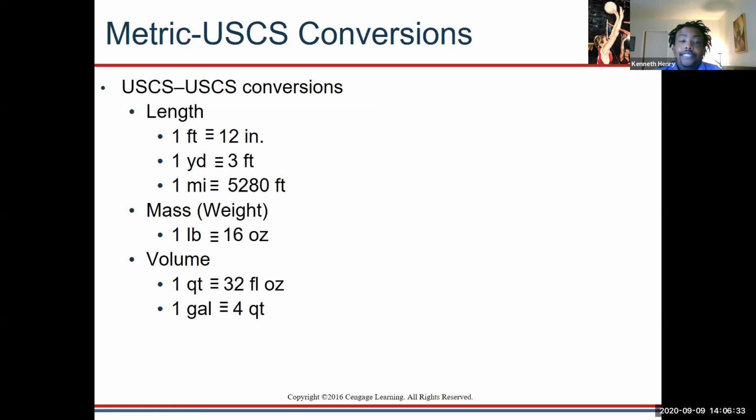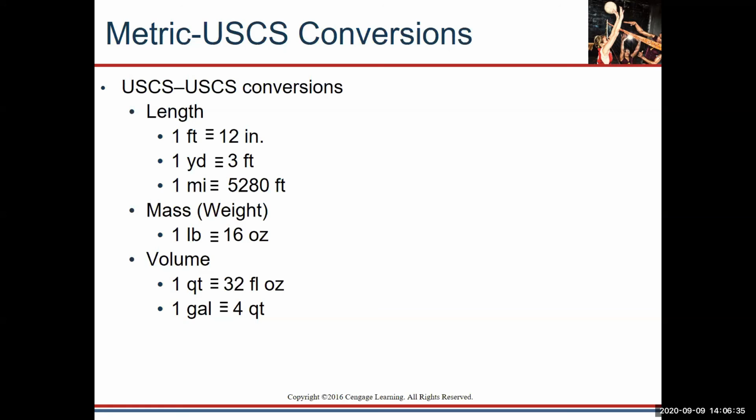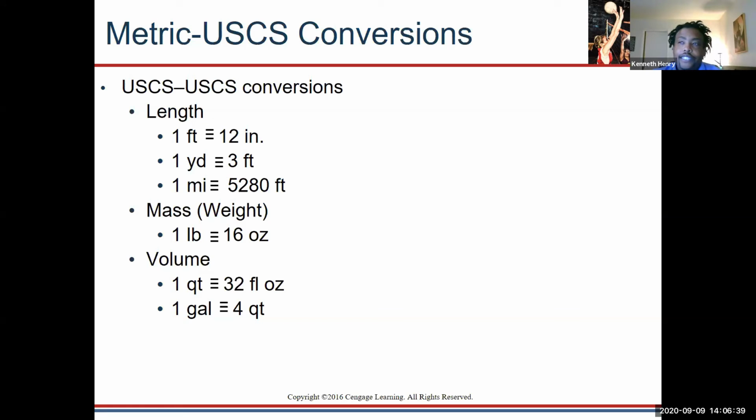So you guys know how many inches are in 1 foot? 12. Yeah. Okay, so we have 12 inches in a foot. We have 3 feet in a yard. We have 5,280 feet in a mile. So mass, 1 pound, we know is going to be 16 ounces. Volume, 1 quart is going to be equal to 32 fluid ounces. Or 1 gallon is going to be equal to 4 quarts.